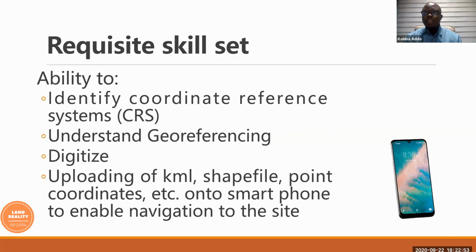To be able to carry out a successful geospatial property identification, these are a few skill sets that you need. You should be able to identify the different kinds of coordinate reference systems that we have. I will explain what they are as we go on. You are also supposed to be able to understand georeferencing. Big word, but it is very simple. And then we would do what we call digitizing. And then finally, we would learn how to upload a KML file onto a navigation device.